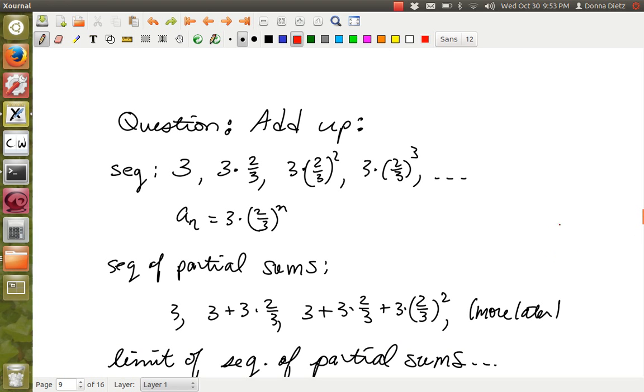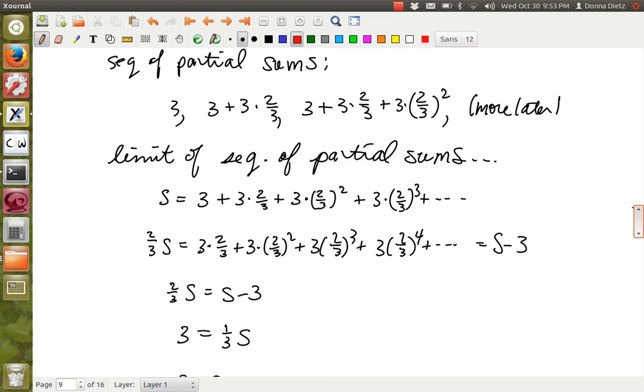So here's a question. What if we want to add up the following series? 3 times 2/3, 3 times 2/3 squared, and so on and so forth. So the a_n are 3 times 2/3 to the power of n, and I let n equal 0, and so forth, as opposed to just starting at 1. So we will actually do the sequence of partial sums second. First, we're just going to find the whole ball of wax.